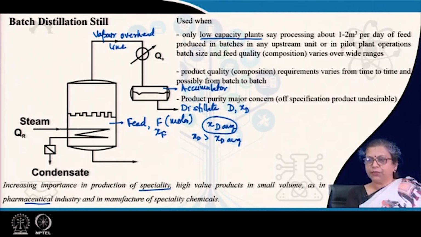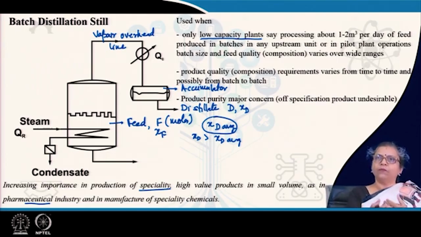Now, there are certain particular situations where batch distillation is preferred. For example, suppose you get feed from different sources, or maybe you get feed from the same source, but the composition of the feed keeps on varying. Now, if this has to be accommodated in a fractionator, then naturally the design has to be very flexible, and there is no guarantee that for all the feed conditions you get the product composition that you desire.